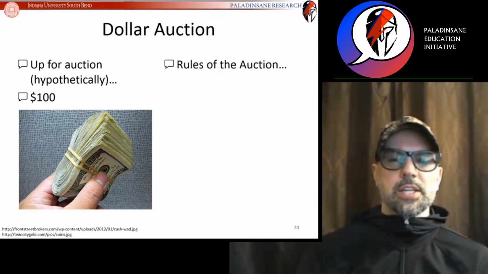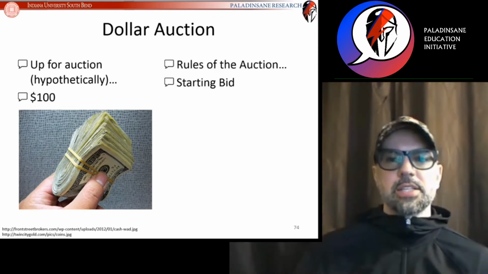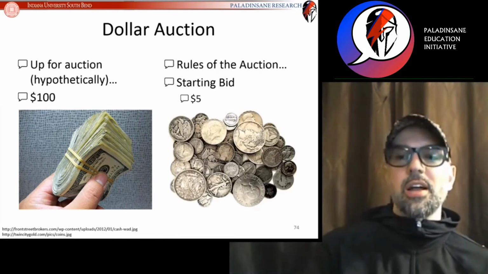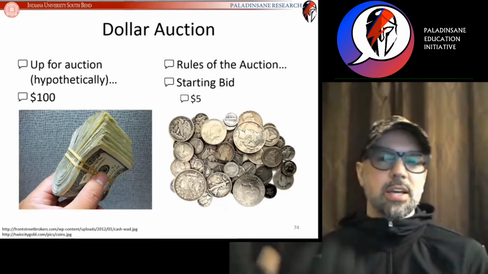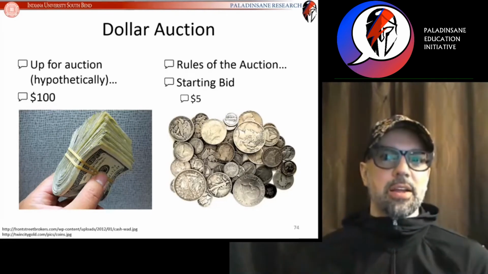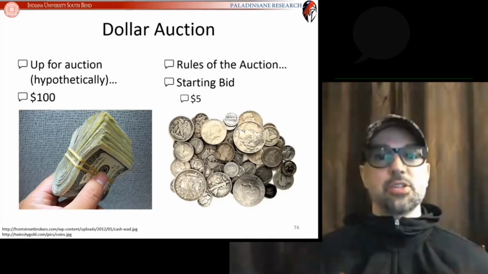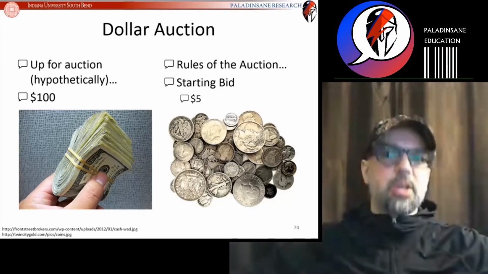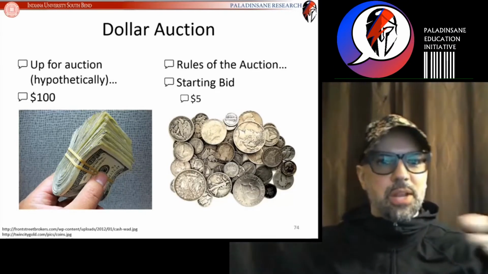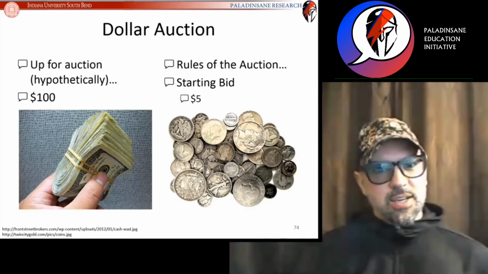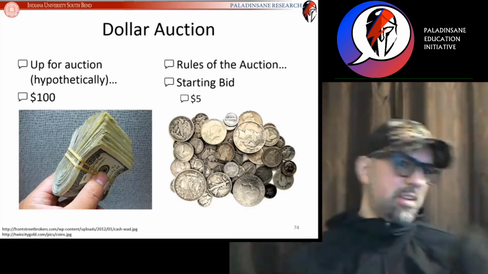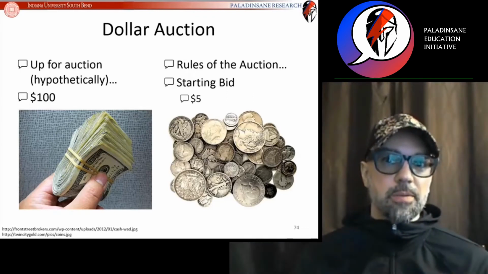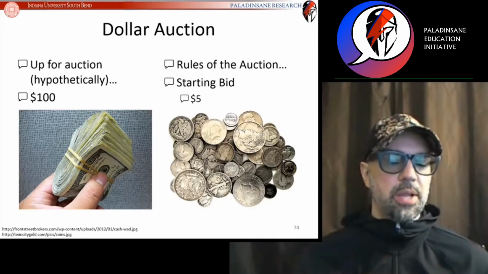And these are the rules of the auction. Your starting bid is $5. So they are willing to sell this $100 for $5. Now that is a great bargain. So first off, you have to embrace the situation. This is never going to happen to you in real life. So just go with the situation. Don't question it. Don't be like, well, is it counterfeit money? It can't be real. Am I going to have to pay? What's the catch? There is no catch. $100 up for auction, $5 opening bid.